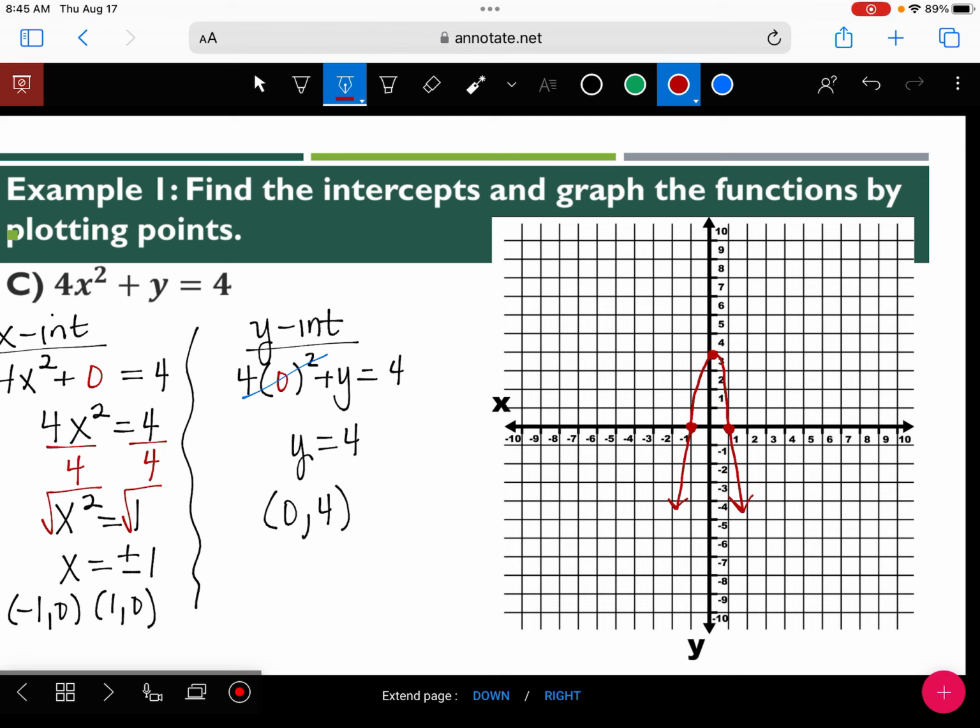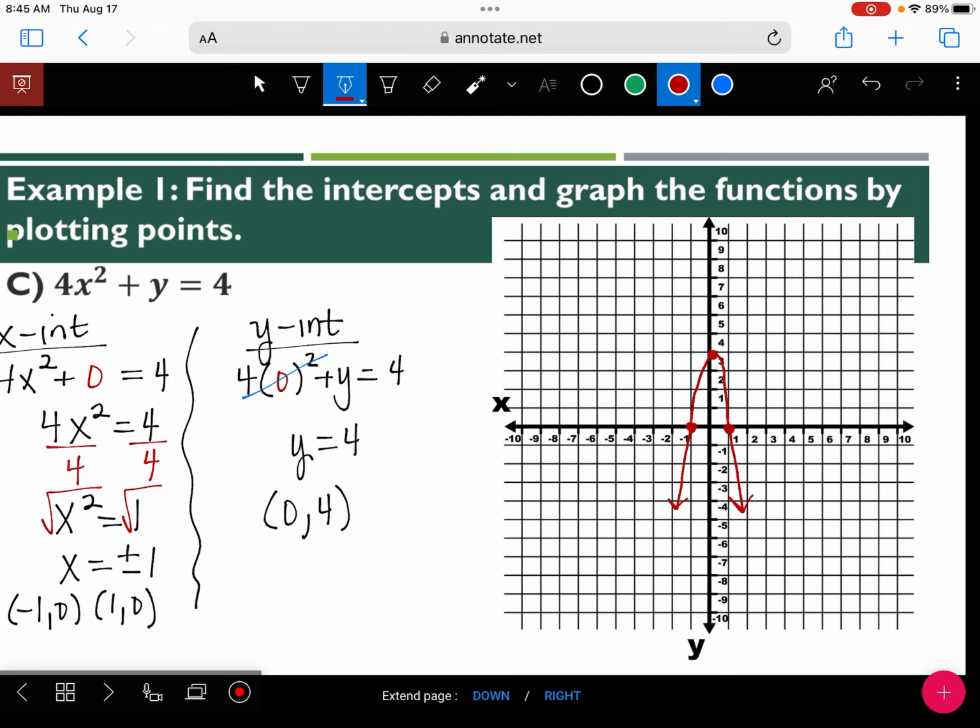Yes, Deborah? So the 4 outside of x squared, now we can do that as well with it. Right. Yes, because if you multiply a number by 0, you get 0. I think I did an extra step, but I did the square root of 4x squared equals the square root of 4. And then I got 2x equals 2. Then I only got x equals 1.